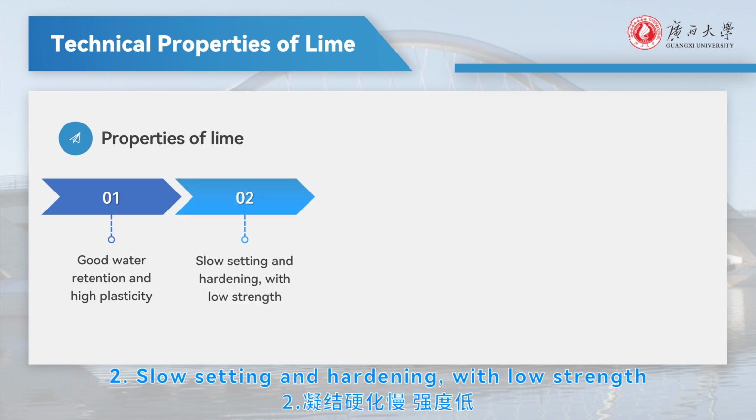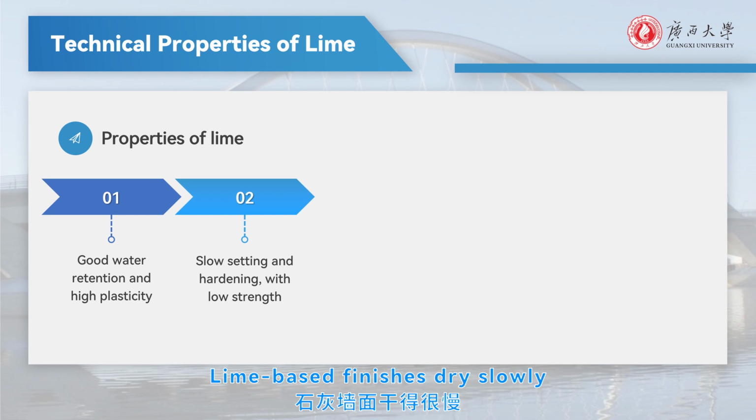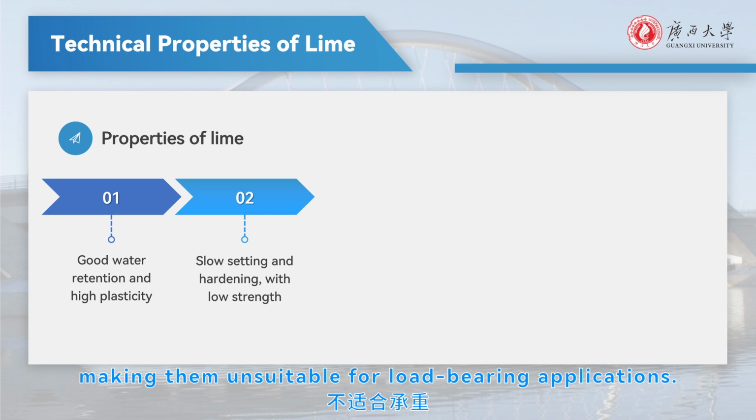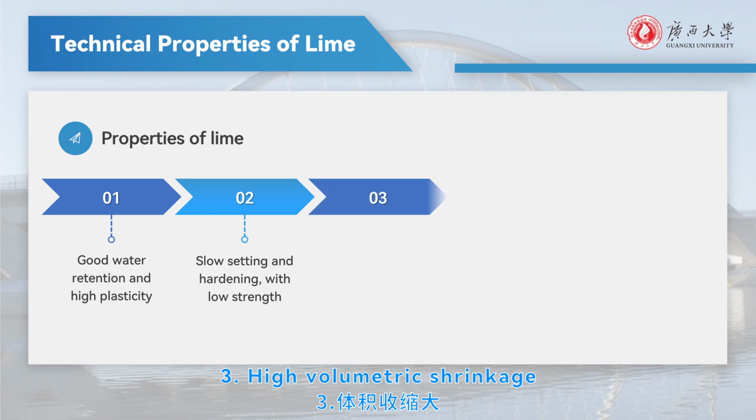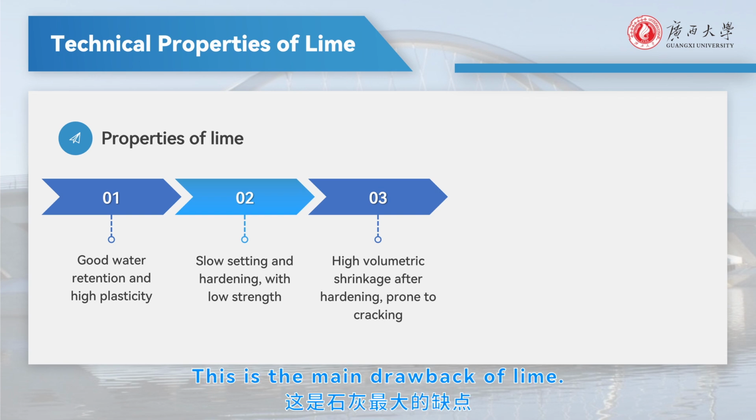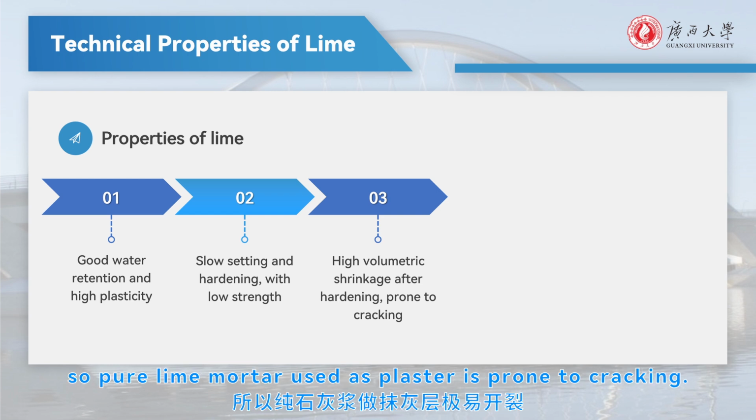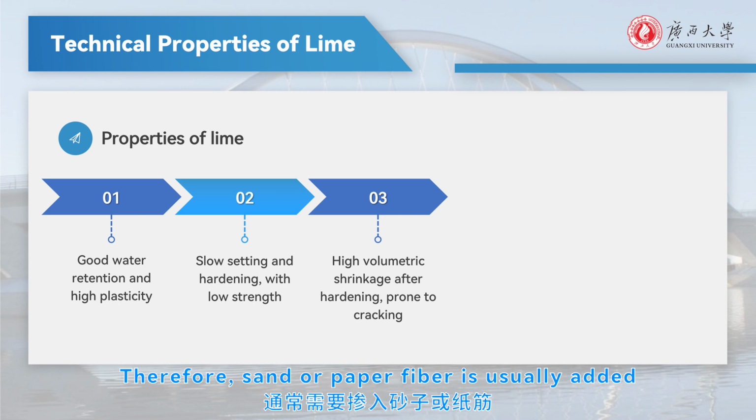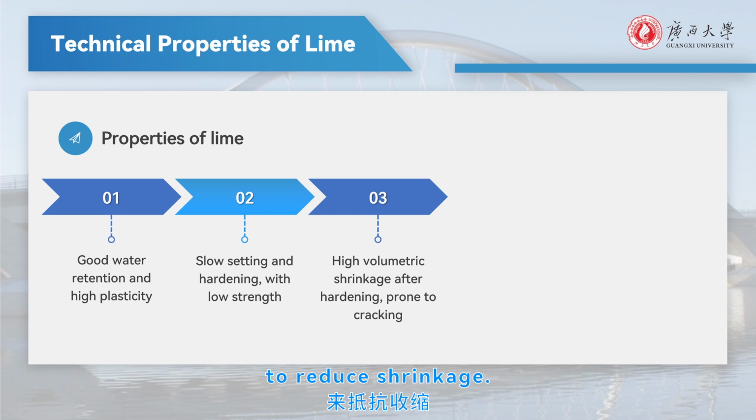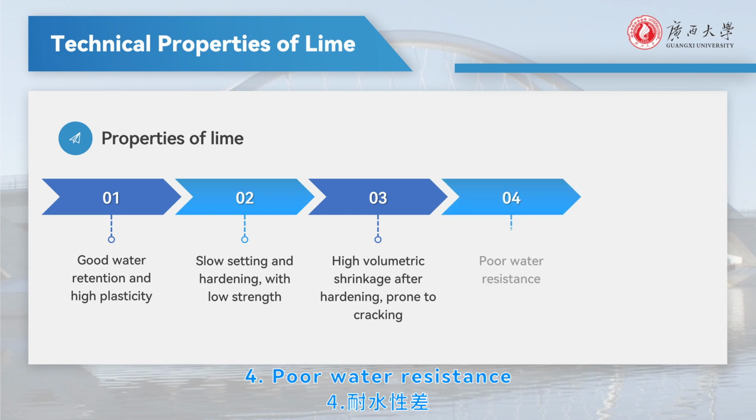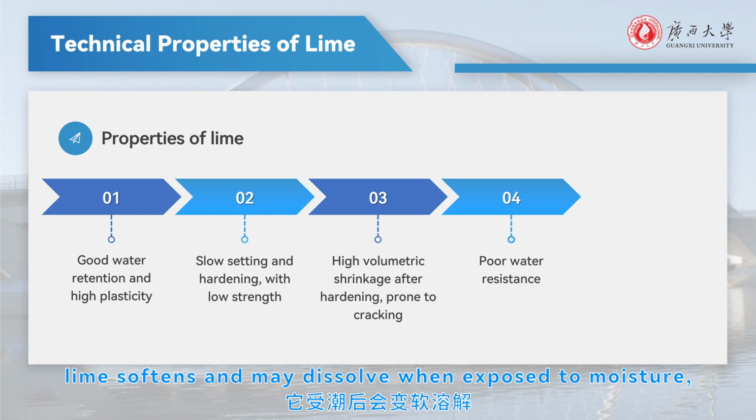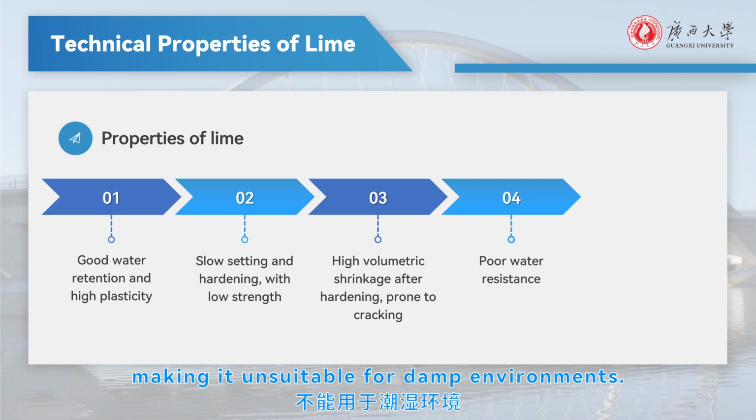2. Slow setting and hardening with low strength. Lime-based finishes dry slowly and develop only limited strength, making them unsuitable for load-bearing applications. 3. High volumetric shrinkage. This is the main drawback of lime. As water evaporates, significant shrinkage occurs, so pure lime mortar used as plaster is prone to cracking. Therefore, sand or paper fiber is usually added to reduce shrinkage. 4. Poor water resistance. As a non-hydraulic material, lime softens and may dissolve when exposed to moisture, making it unsuitable for damp environments.